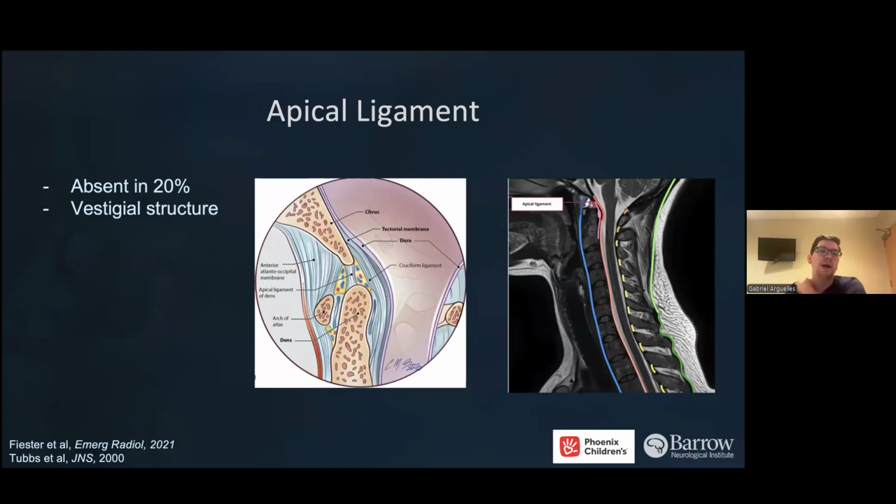Fun fact is the area on top of the dens, between the dens and the base of the clivus, is called the apical cave. It's an area that's really well visualized on MRI. It holds adipose tissue, and it holds the apical ligament, and it's bordered posteriorly by the superior aspect of the cruciform ligament, and then anteriorly you can see the AO membranes there.